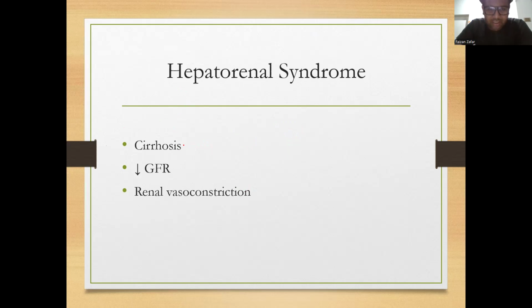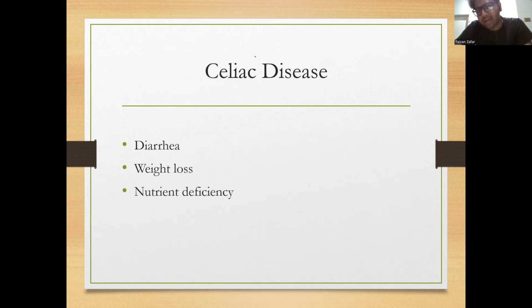Hepatorenal syndrome: typically cirrhosis, decreased GFR, and renal vasoconstriction. Celiac disease is an autoimmune disease that typically presents with chronic diarrhea, weight loss due to the diarrhea, and nutrient deficiency or malabsorption. The autoimmune disorder damages the villi, and when the villi are damaged, the body is unable to absorb the essential nutrients. That's why there is nutrient deficiency, malabsorption, diarrhea, and weight loss. That is very, very important.